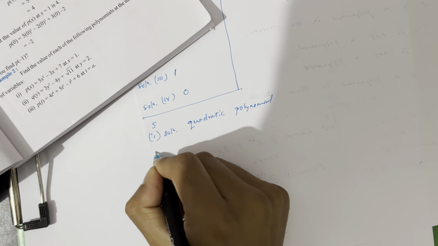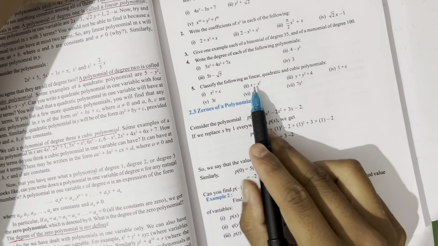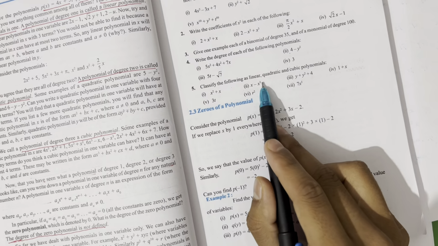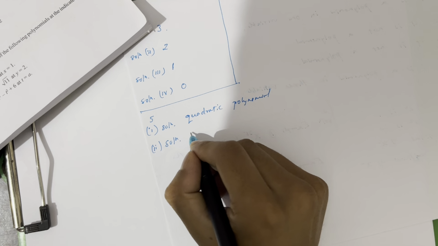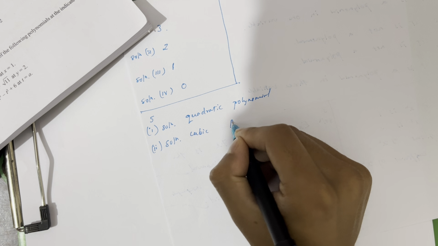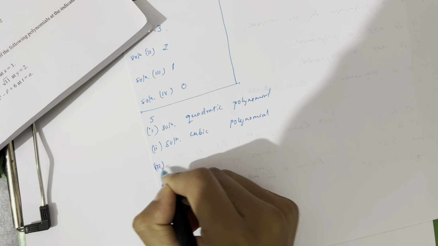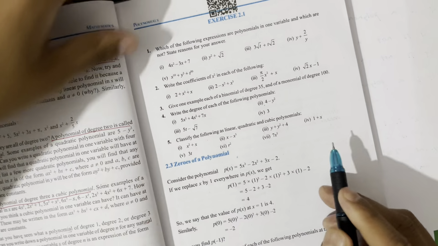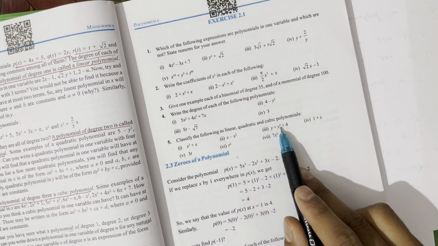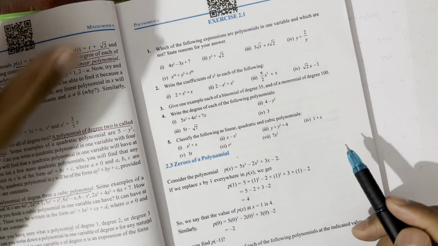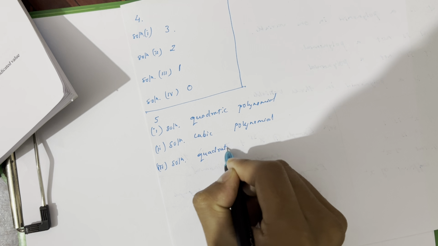Okay, solution number 2. Let's see now here. Which is the highest power here? It is 3, which means here is cubic. Here 3, here 1. This is a cubic polynomial. Solution number 3. Which is the highest power here? Here 1, here 2. 2 is quadratic, so this is also quadratic. You write quadratic polynomial.